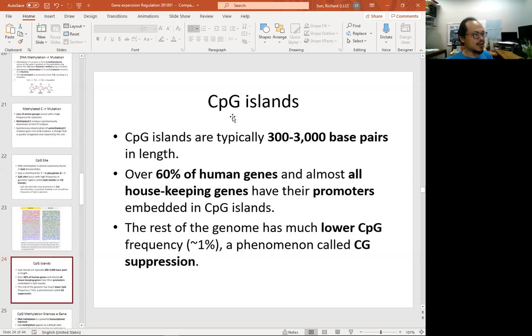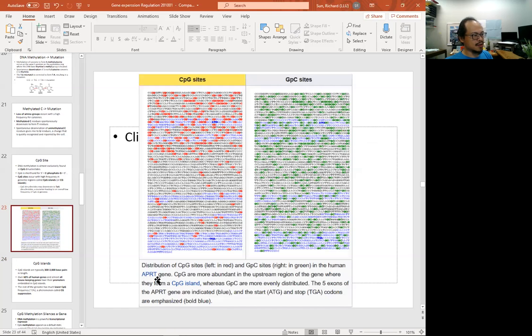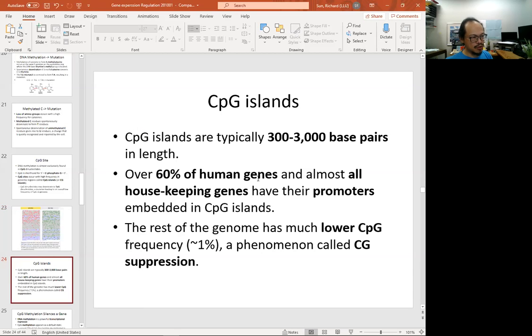So here is the CG island. This is just statistics. We found this in one gene, the APRT gene. And we found that this is not unique. About 60% of human genes, almost all the housekeeping genes, have it. Those housekeeping genes are not differentiated. These housekeeping genes are the genes to produce normal function of a cell. About all of them have their promoters invaded.